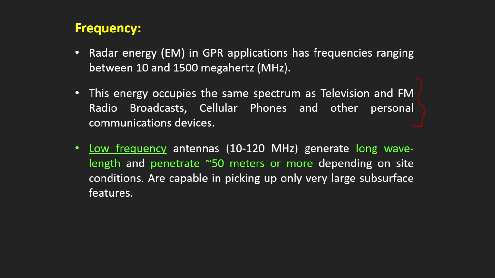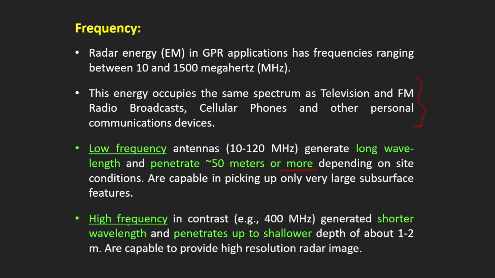Low frequency antennas generate long wavelength, and the penetration depth will be more actually. So it penetrates up to 50 meters, depending on the site conditions. And then high frequency will produce shorter wavelength, and it penetrates shallower.